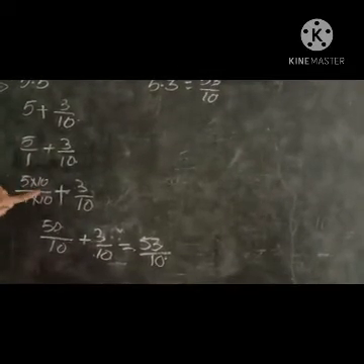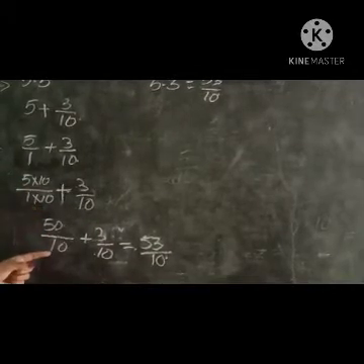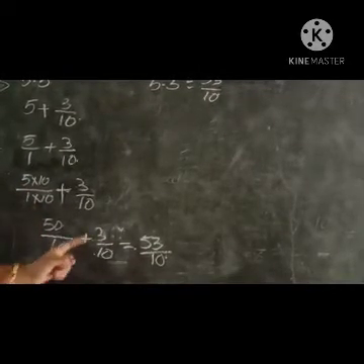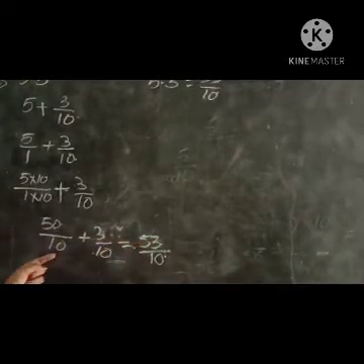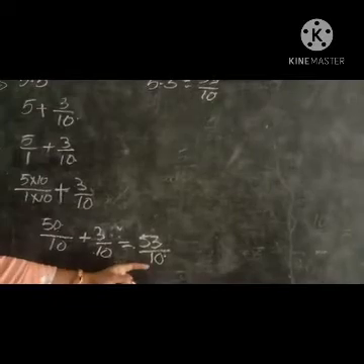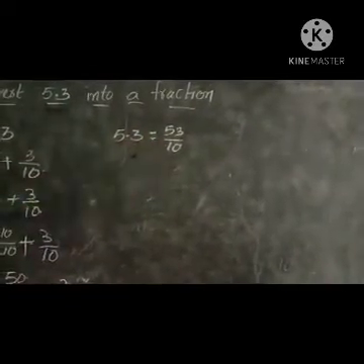So 5 into 10 by 1 into 10. 5 into 10 means 50. 1 into 10 means 10. 50 by 10 plus 3 by 10 equals to how much? 50 plus 3 is equals to 53. The denominator only 10 now. Just write here 10. So 5.3 equals to 53 by 10.